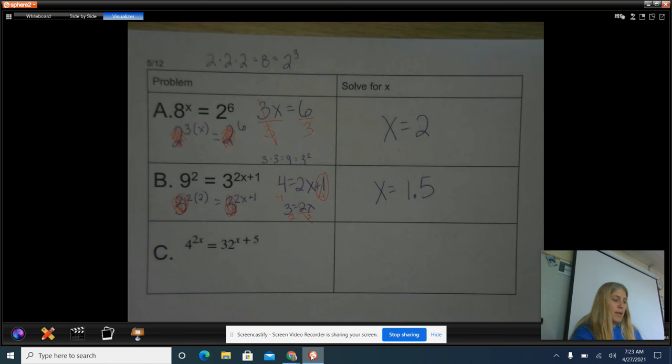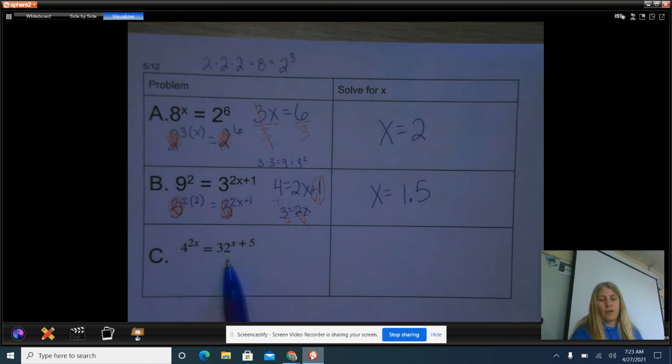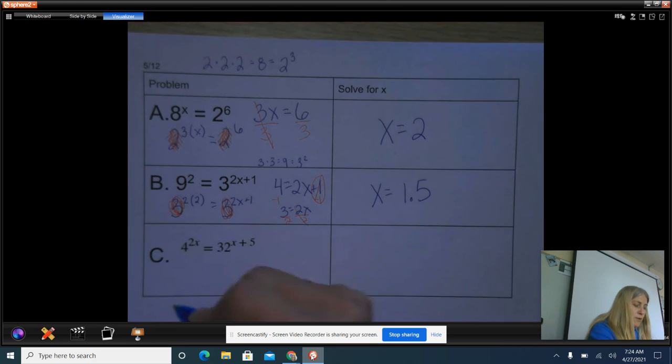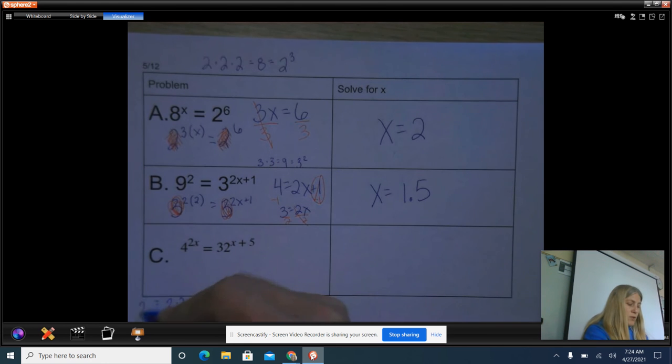Now, this one's a little tricky because I have 4 and 32. If I look at my smaller one, I have 4 times 4, which is 16, times 4 more, which is not 32. So 4 doesn't work. However, when I see this, I notice that 2 is also a number that we can make 4 up to. So we have 2 times 2 is 4. So I can replace that as 2 squared.